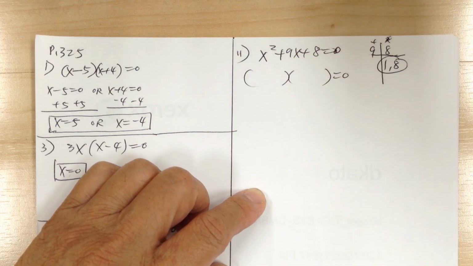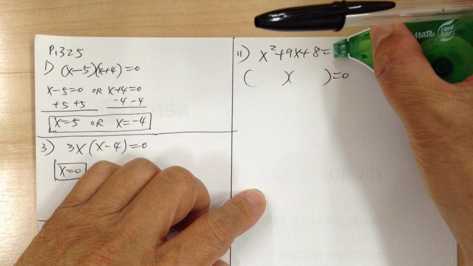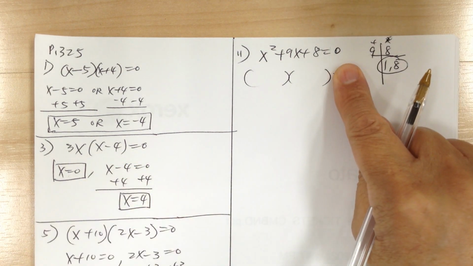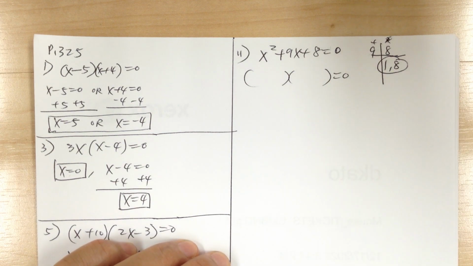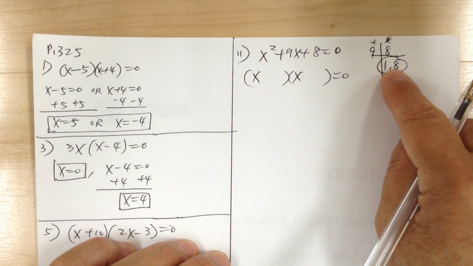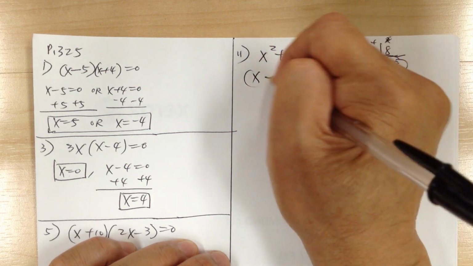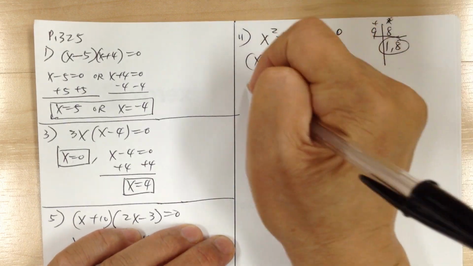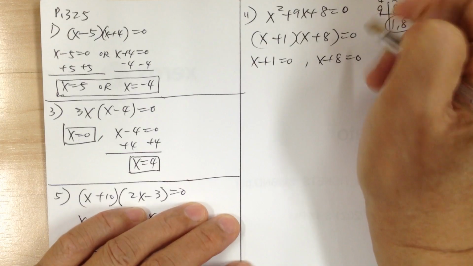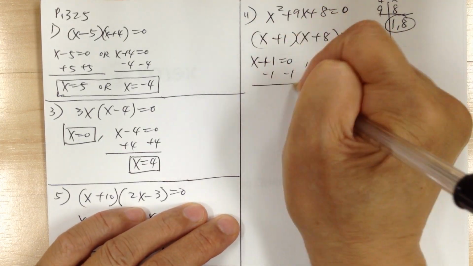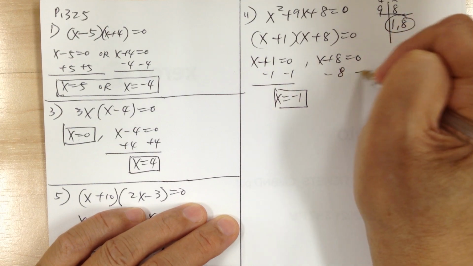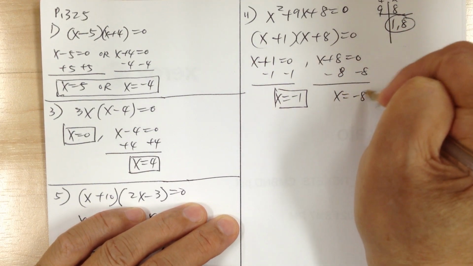And make sure you follow through with your equal to 0. If you don't have equal to 0, then it's not an equation, so it'd be incorrect. So you're going to get x and x, right? Now there's no number in front, so whatever you see over here is whatever you get. So plus 1, plus 8. Again, set each part equal to 0. And then minus 1 on each side. So you get x equal to negative 1. And minus 8 on each side over here. So you got x equal to negative 8.